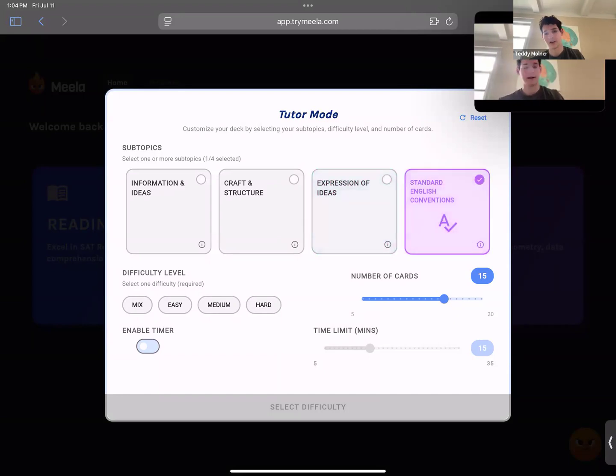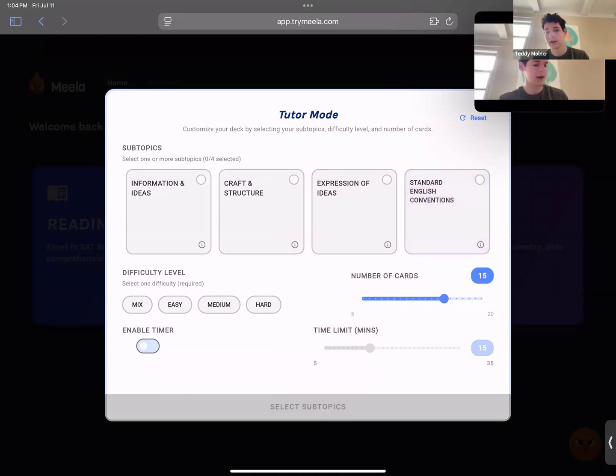Then finally, you have standard English conventions. That's sort of the grammar, and you can probably guess what that's about, right? We have punctuation, independent clauses, dependent clauses, and when you have to join them and whatnot. We have some other features here.